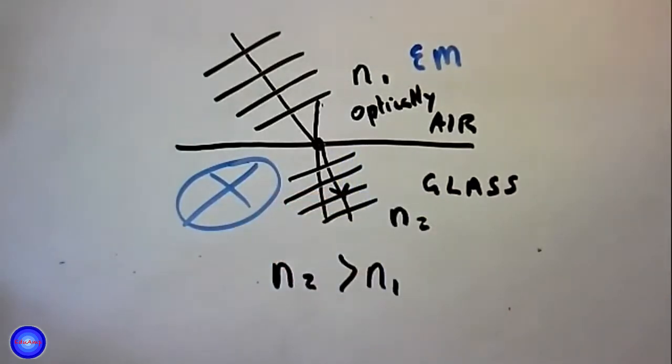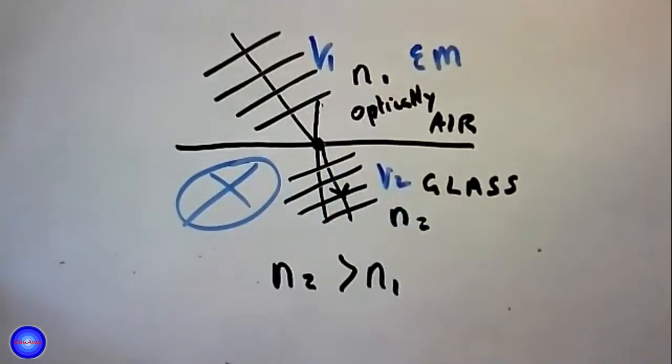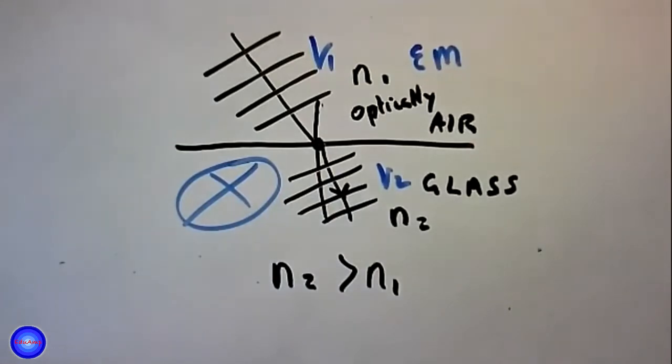So you're correct. The wave has speed V1 and then a speed V2, but V2 will be less than V1 because the medium is slowing down the wave.